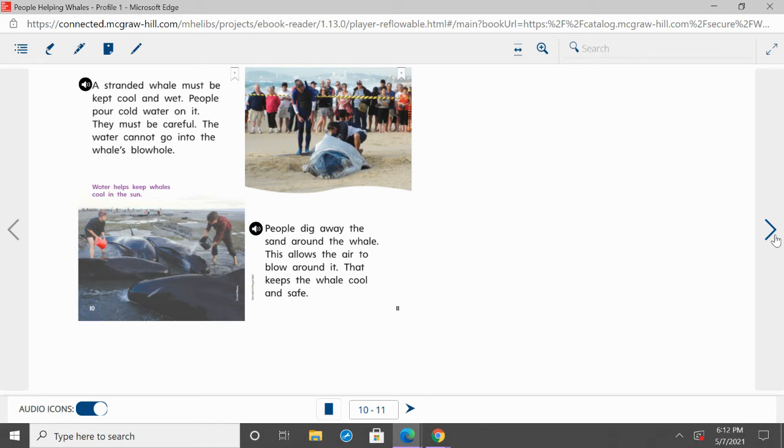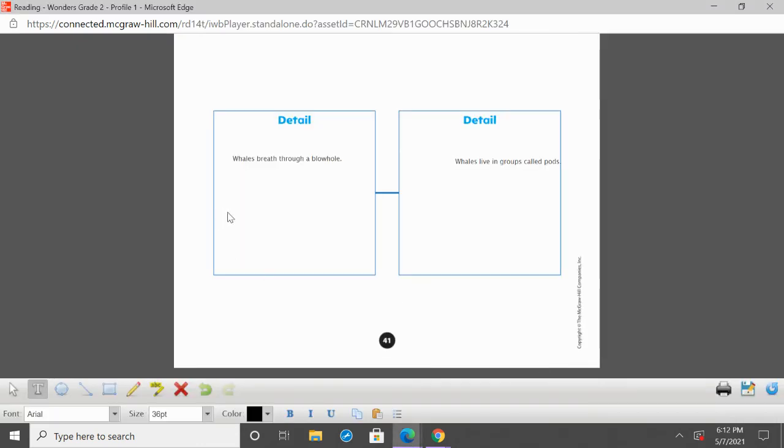That's an important detail. We need to know that they need to stay cool, or else they wouldn't survive to get put back into the ocean. So that's a key important detail that we found from this picture and caption. So let's go ahead and write that here. Water keeps the whales cool in the sun. So as they're beached and on the sand, they need to be constantly cool. They need to be cool to survive, and water does that. That's a really important detail.